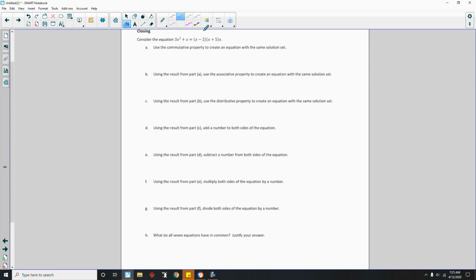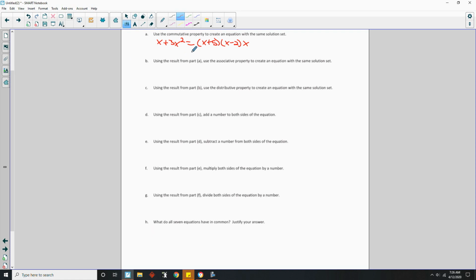So the commutative property just means order doesn't matter, so I can rearrange this and call that x plus 3x squared equals, and then I can rearrange this. So I could put the middle parentheses first, x plus 5, then the first parentheses, x minus 2, followed by the x. So the commutative property just means to rearrange things. And so this is the commutative property of multiplication over here, and this is the commutative property of addition on the left.